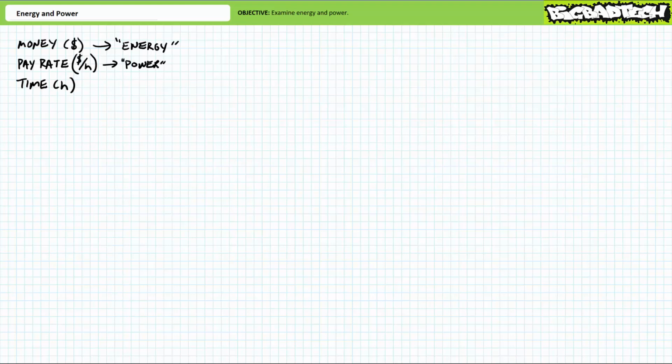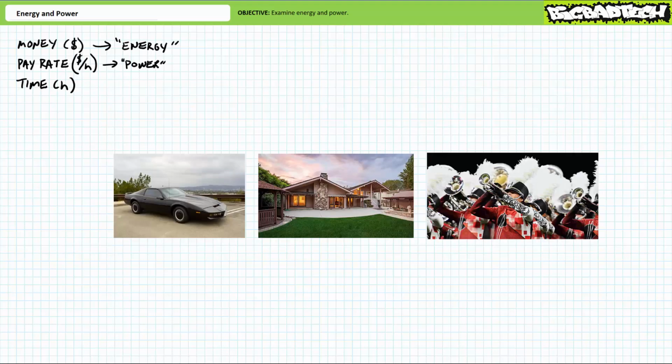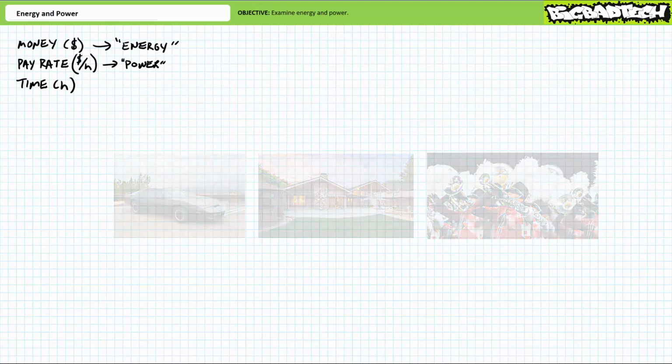One of the most effective ways I've found to convey the distinction between energy and power is using the analogy of money. Money is energy. If you've got a lot of money, you can do a lot of things, like buy a car, buy a house, or pay a marching band to follow you around all day and play songs at your request. The same thing goes for energy.